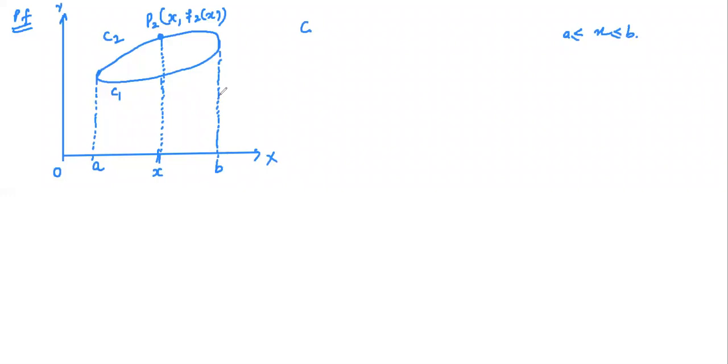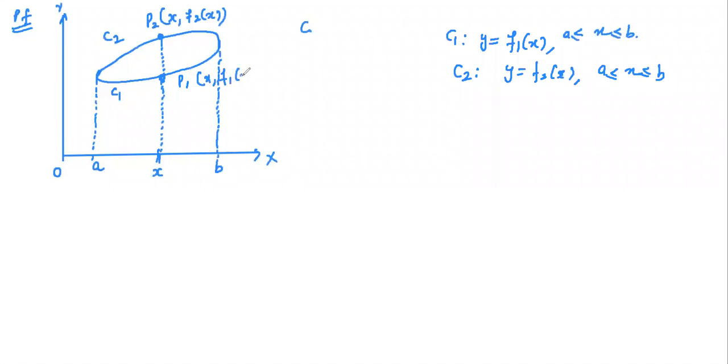Okay, and suppose the curve C2 is represented as y equals f2(x), where x is varying from A to B. And similarly, the curve C1 is represented by y equals f1(x), where x is varying from A to B. तो ये वाला जो हमारे पास पॉइंट होगा, let's suppose this point is P1 here, तो इसके कोऑर्डिनेट्स क्या आएंगे, हमारे पास x, f1(x). तो इसके कोऑर्डिनेट्स मिल गए हमें.